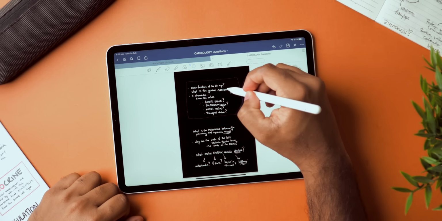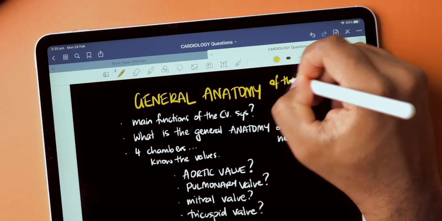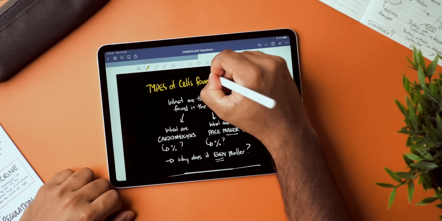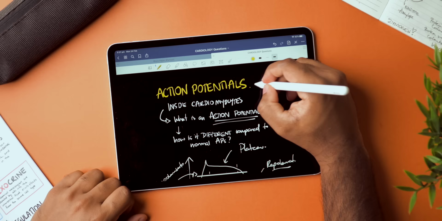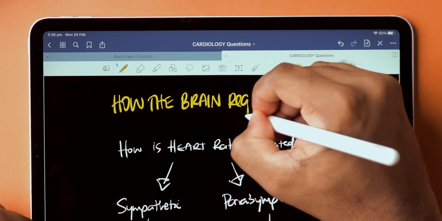And you know what's really cool? I actually realized that I could group a lot of these questions that I had into certain categories. For example, I was able to group the first few questions under the title of General Anatomy of the Heart. The next section I titled Pulmonary versus Cardiac Circulation, Types of Cells Found in the Heart, Action Potentials, which are these electric impulses that control your heartbeat. And I did this all the way to the end where I finally had how the brain regulates heart rate.